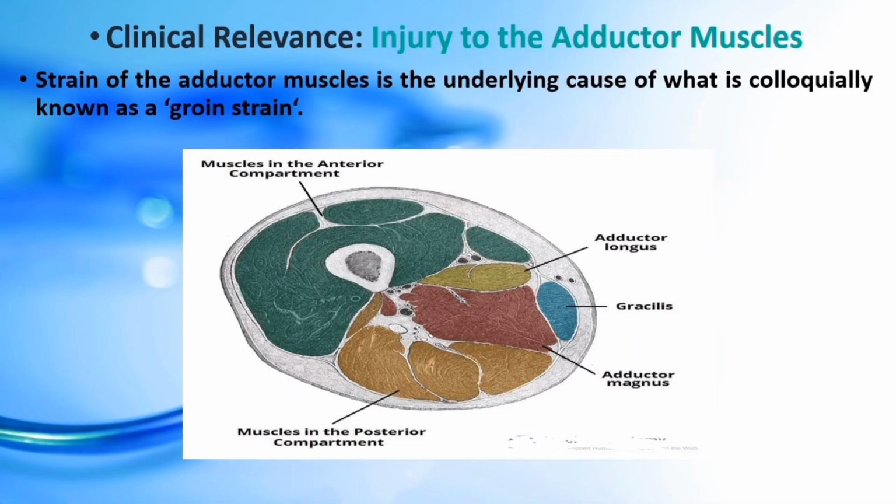Clinical relevance. Injury to the adductor muscles. Strain of the adductor muscles is the underlying cause of what is colloquially known as a groin strain. The proximal part of the muscle is most commonly affected, tearing near their bony attachments in the pelvis. Groin injuries usually occur in sports that require explosive movements or extreme stretching. Treatment of any muscle strain should utilize the RICE protocol: rest, ice, compression and elevation.